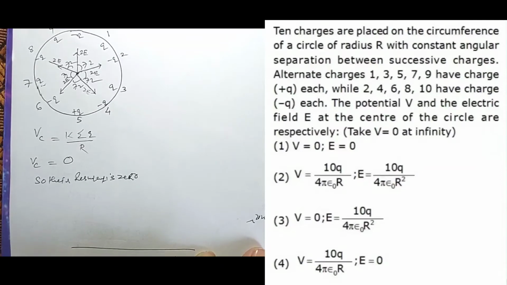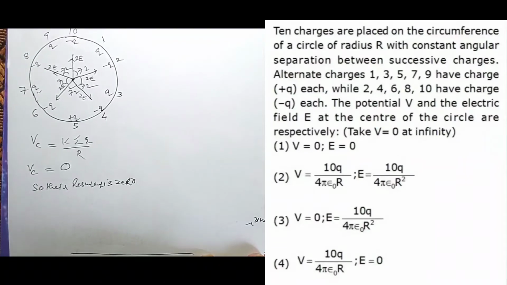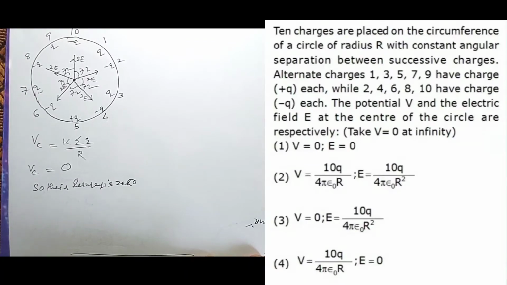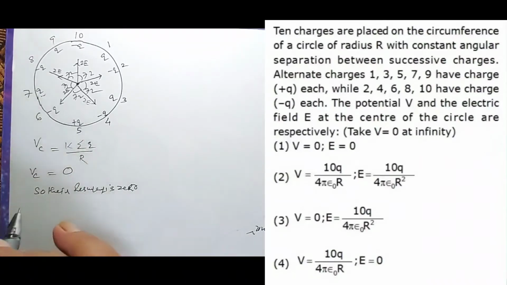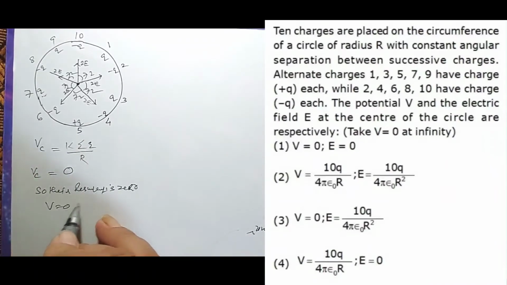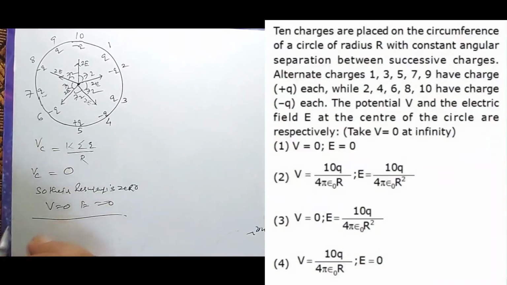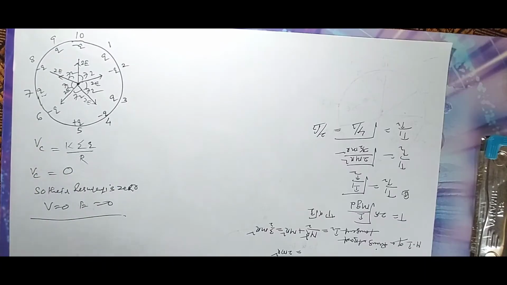There is one important concept in vectors: if n vectors of equal magnitude are arranged at equal angles, then the resultant is 0. That is the concept to be used here. So our answer is V equals 0 and E equals 0. Our option is option 1.